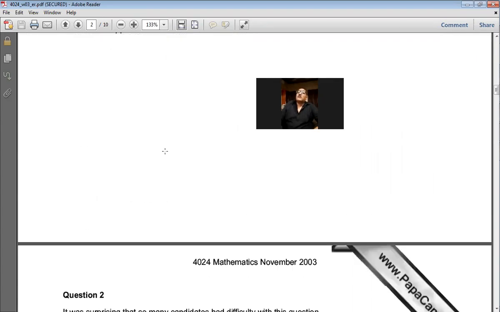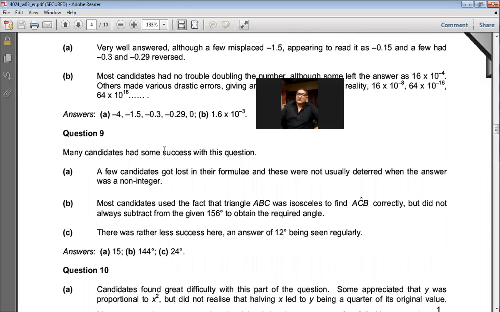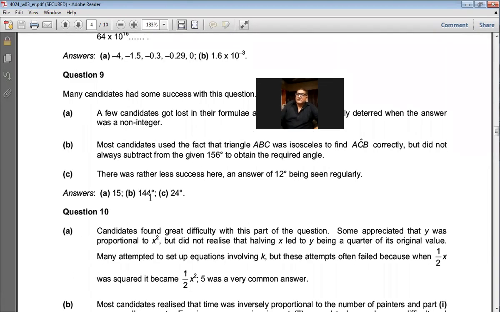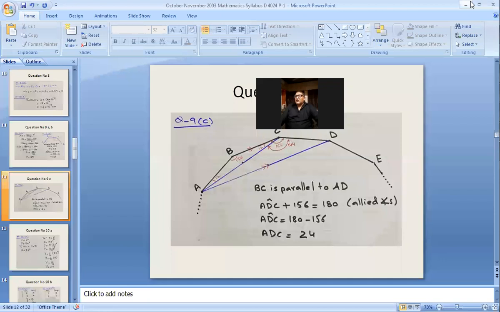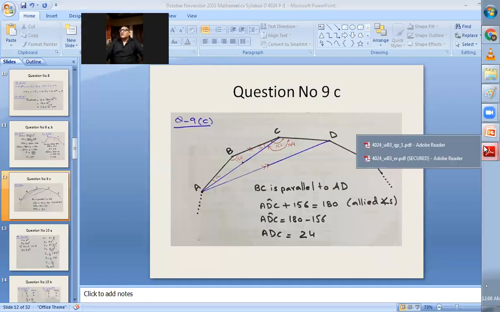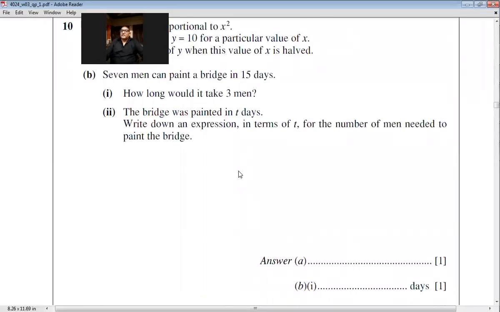We are on question number 9. 24, 144, 156 is the answer. So our answers are right, so there's no issue. Okay, let's do the next.